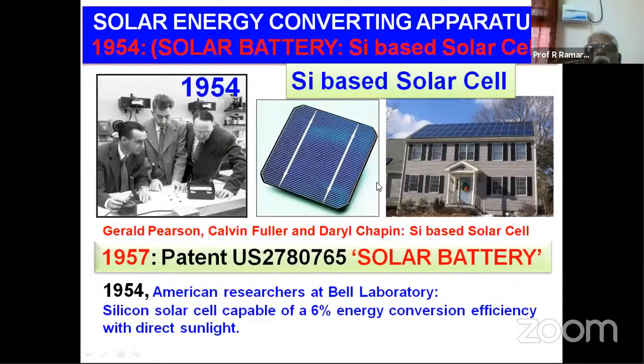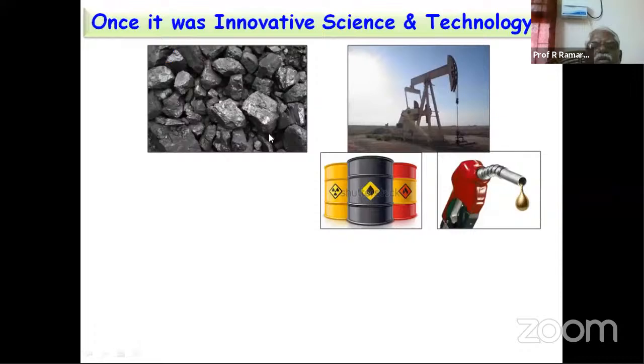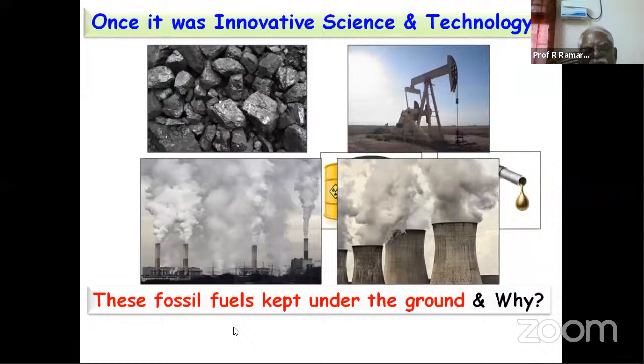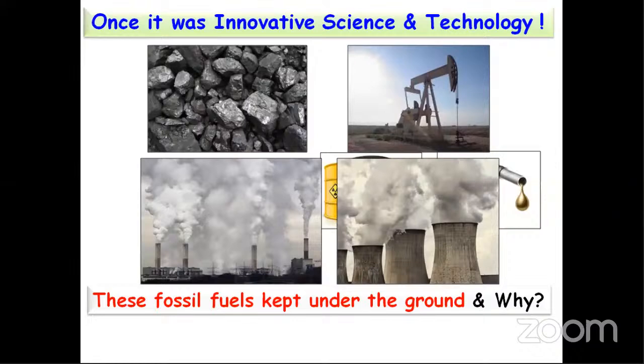Now, the environmental application I want to really put in: this is what the coal, this is what the oil we take, and everywhere we use, with so much smoke, environmental damage. And I want to just make a philosophy why these fossil fuels are kept under the ground. When the earth formed, all this oil, coal, everything was carefully buried down. Why? Because the carbon converts into carbon dioxide.